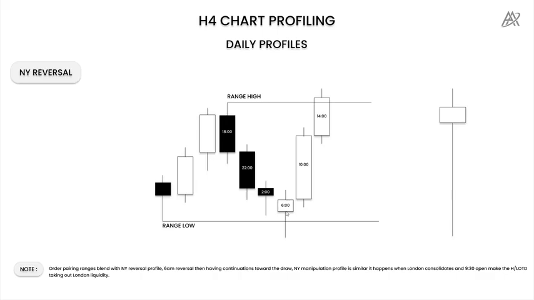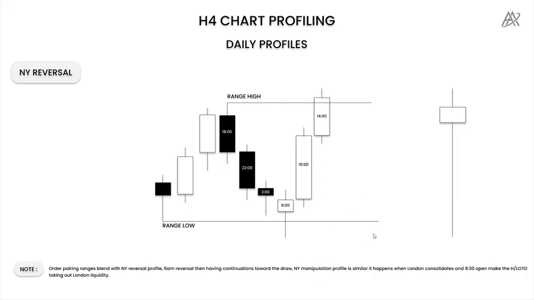So this 6 a.m. candle, which represents the New York session, typically trades into that, and we are trading away from that level, resulting in 10 a.m. and 2 p.m. as a continuation towards the range high. So our pairing range is played out with the New York reversal profile, 6 a.m. having that reversal and then continuation towards the draw. And there is one more profile that I want to talk about, which also resembles a New York reversal profile, but it is the New York manipulation profile.